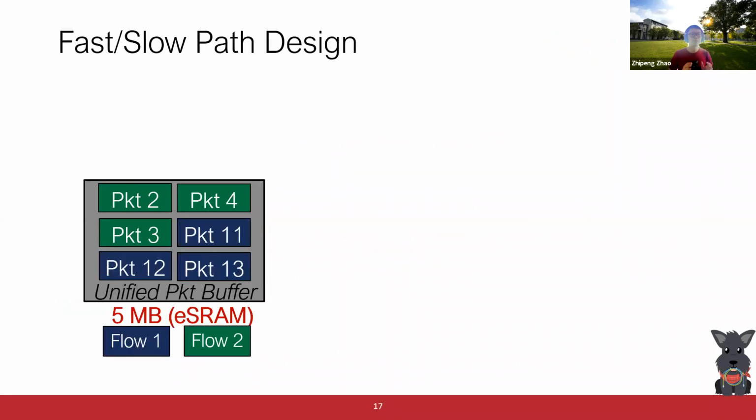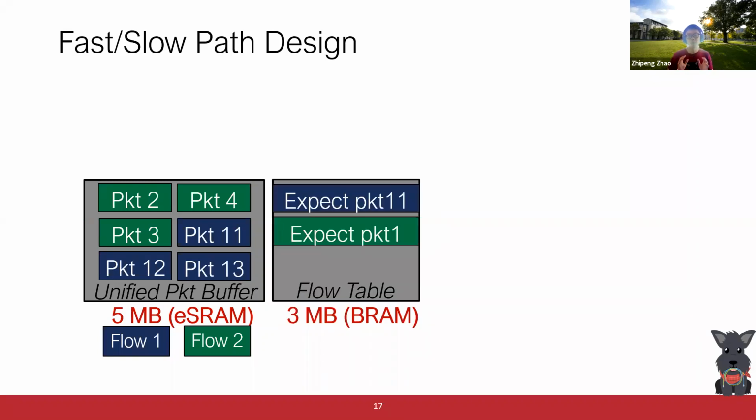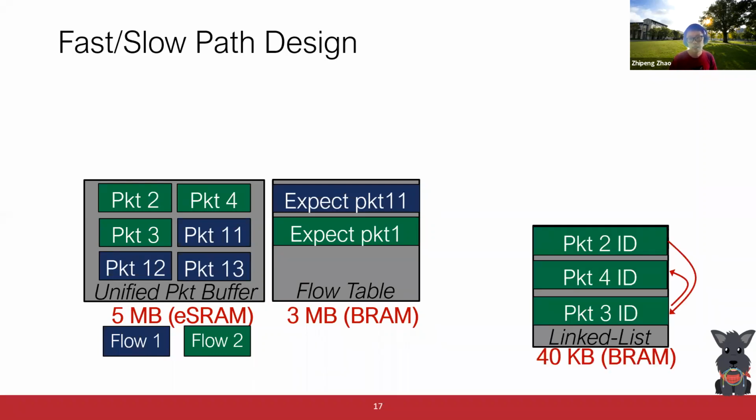Since we store the packets in the order they arrive, how can we sort the packets in their flow order? To achieve that, we developed two separate structures. One is called flow table, where we keep track of the sequence number of each of the flows. And another structure is a linked list, where within a flow we track the packet orders.